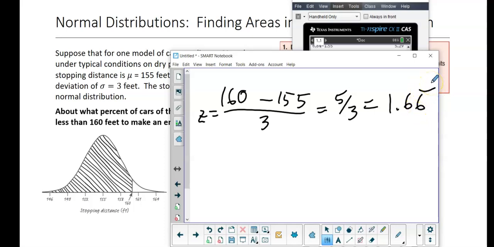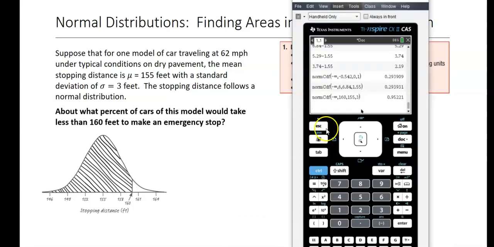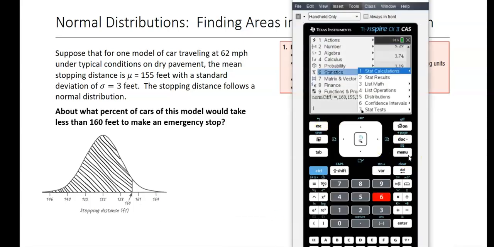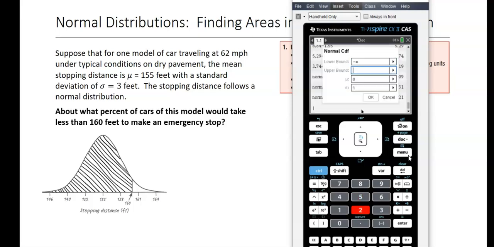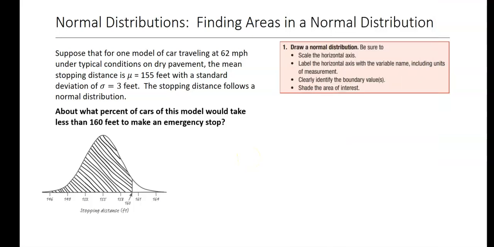So go at least 2 digits, 1.67 would be fine there if you want to round to that, or truncate it. So let's use the z-score of 1.66 and see if we get the same answer here. So normCDF this, menu 652, negative infinity to, we think, 160, with a mean of 155, standard deviation of 3. And we get the same answer we got just a minute ago. So just different ways. Both ways are fine.